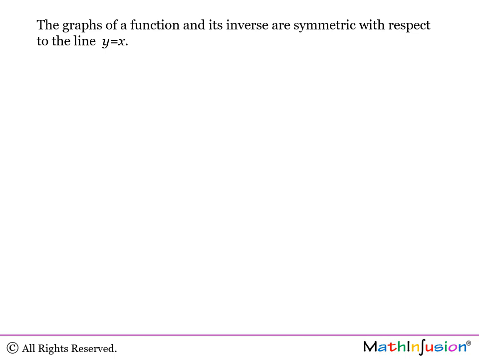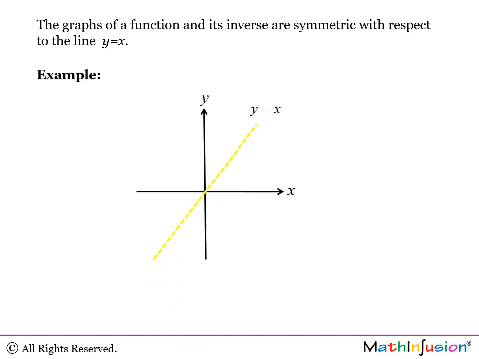The graphs of a function and its inverse are symmetric with respect to the line y equals x. Example. This is a graph of a one-to-one function. We will use the symmetry with respect to the line y equals x to sketch the graph of the inverse function of f(x). It's this one.